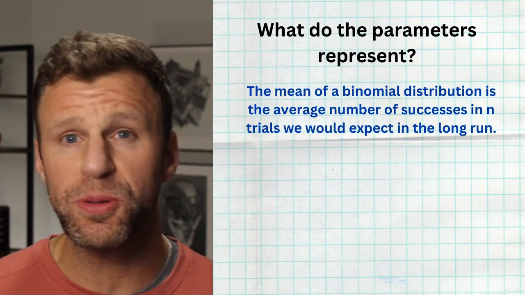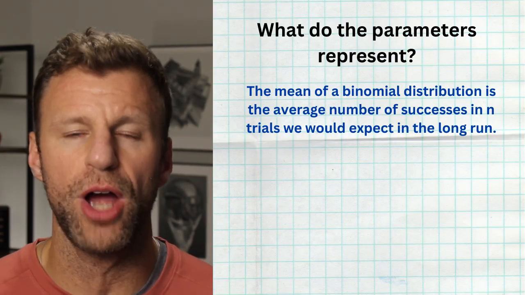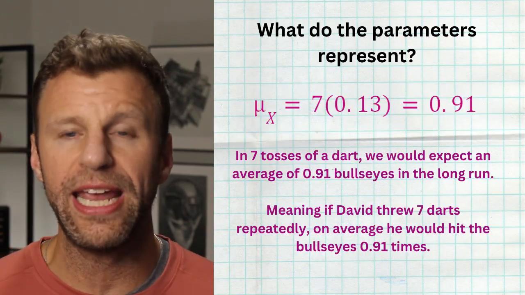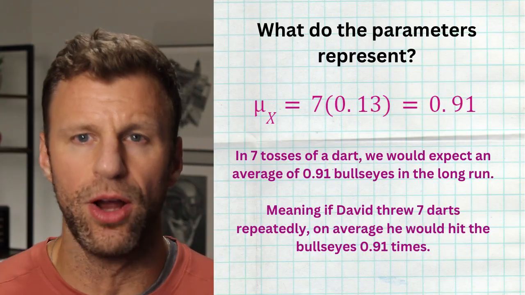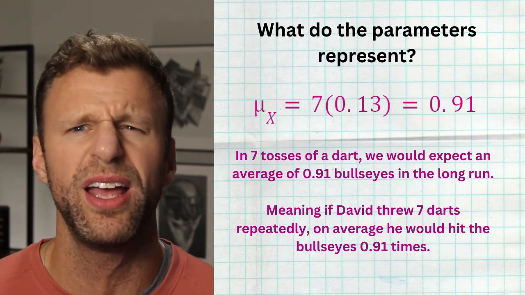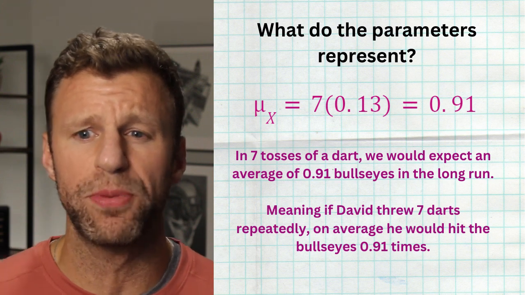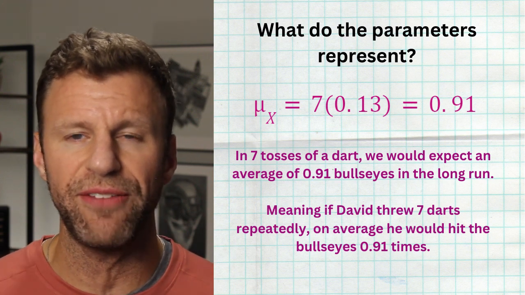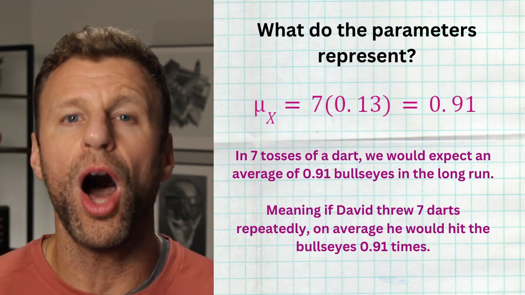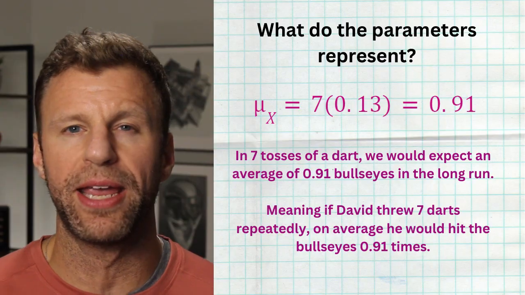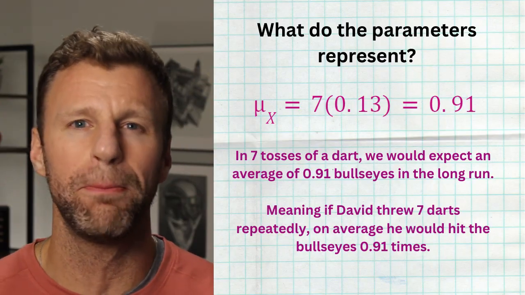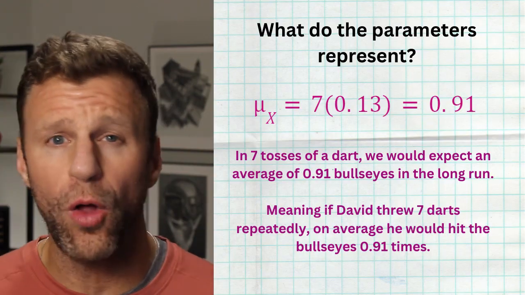Now, for our specific problem, remember we were shooting 7 darts and the probability of making that bullseye was 13%. So the mean would simply be 7, that's n, our number of trials, times the probability of success, 0.13, and we would get 0.91. But what does that 0.91 represent? It means that in 7 throws, or 7 attempts of throwing a dart at a dartboard, on average, David expects to make 0.91 bullseyes.